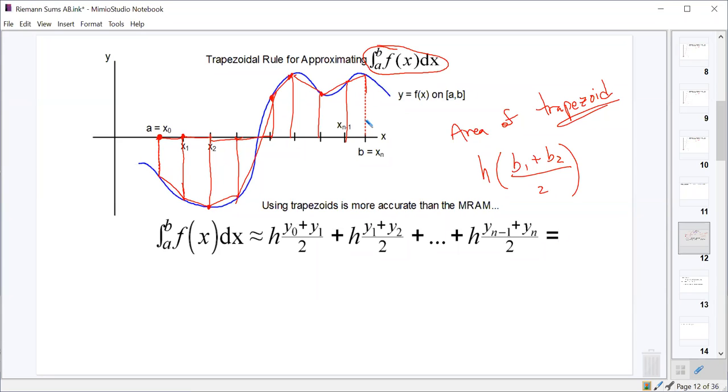Wonderful. Okay. So what is the area of the first trapezoid? How do I find the area of this first trapezoid? I need the first base and the other base, right? I need the two bases. How do I find those values?